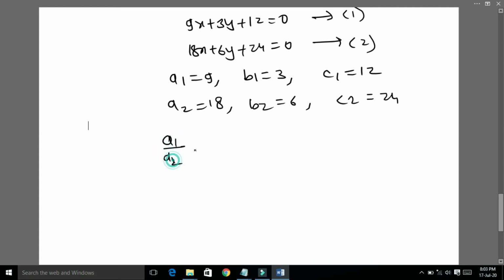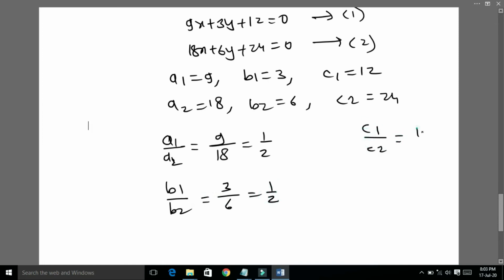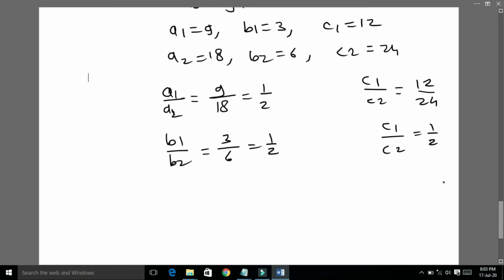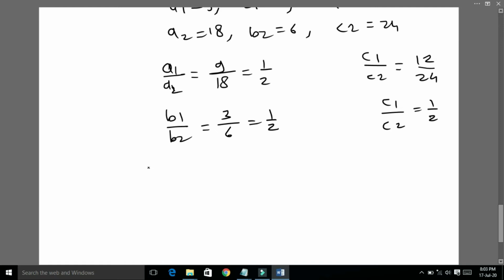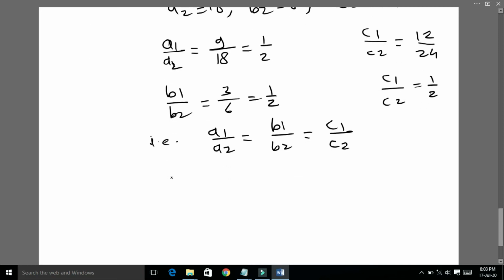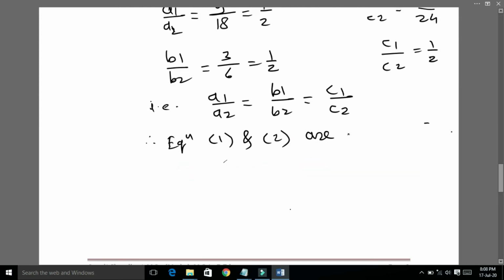So a1 upon a2 is equal to 9 by 18, that is 1 by 2. b1 upon b2 is equal to 3 by 6 is equal to 1 by 2. And c1 upon c2 is 12 by 24, it is again 1 by 2. So all these ratios have equal value, that is, a1 upon a2 is equal to b1 upon b2 is equal to c1 upon c2, and we know that when a1 upon a2 is equal to b1 upon b2 is equal to c1 upon c2, then the lines are coincident lines. Therefore equation 1 and 2 represent coincident lines.